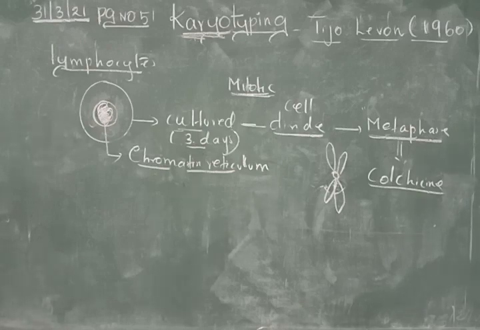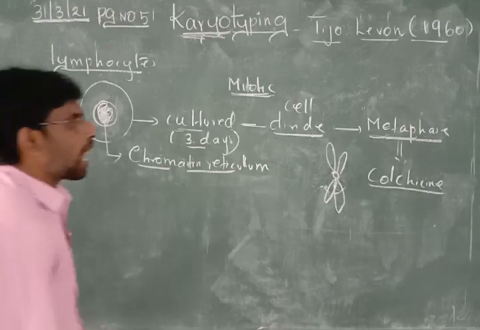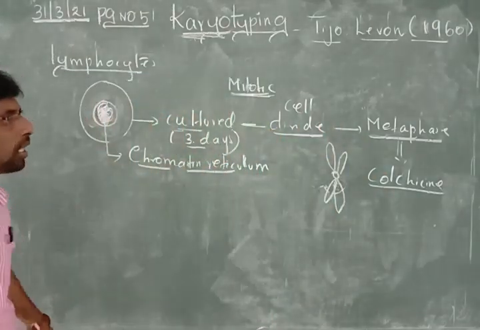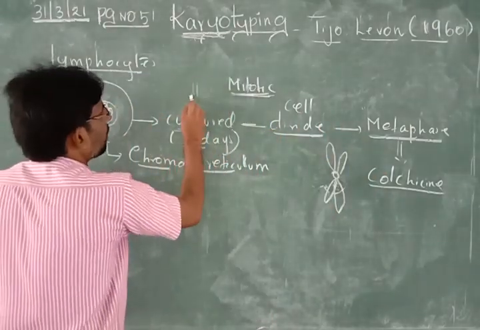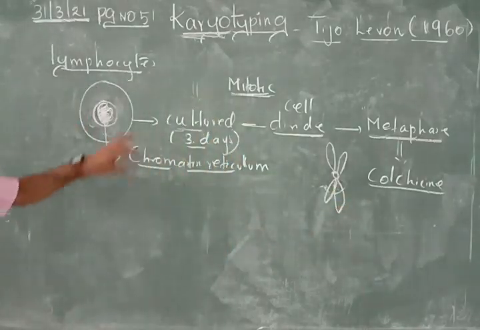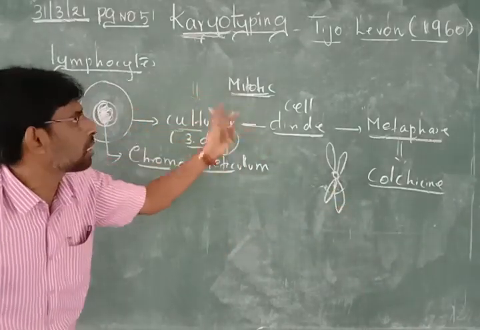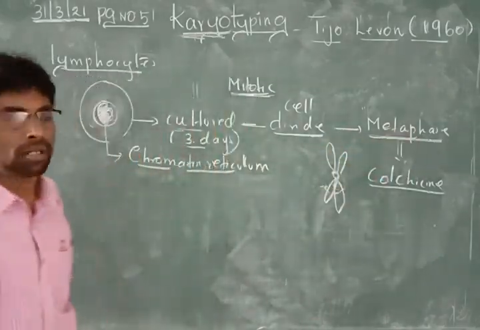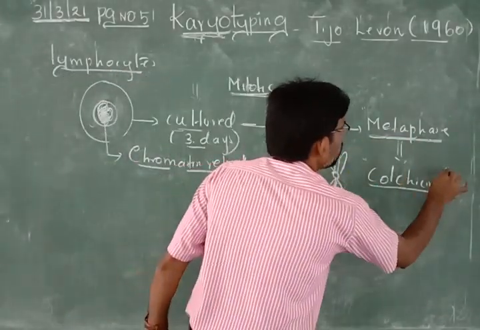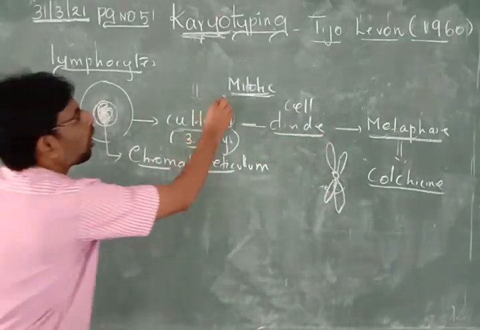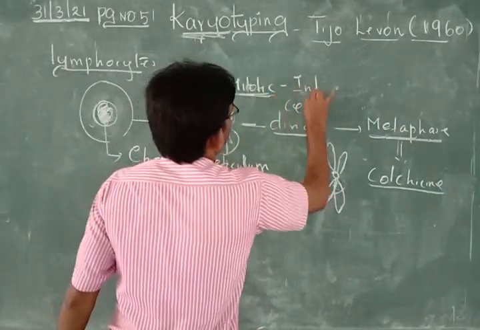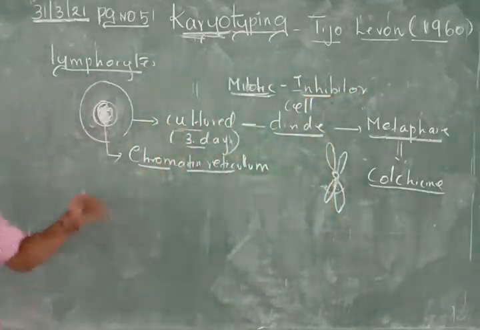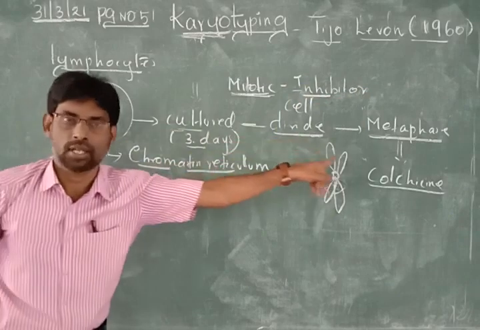So we have a chemical called colchicine. Now when we add this chemical colchicine to the cell which is being cultured, when the cell is undergoing mitotic division, at the time of metaphase, it will arrest the cell division. So this colchicine is also called a mitotic inhibitor. Mitotic inhibitor in the sense it will stop the mitotic cell division at the metaphase.